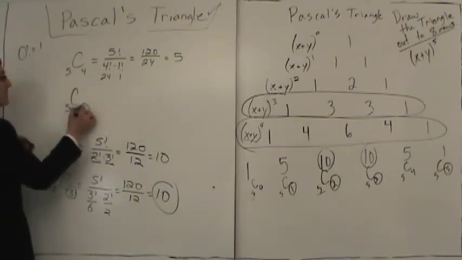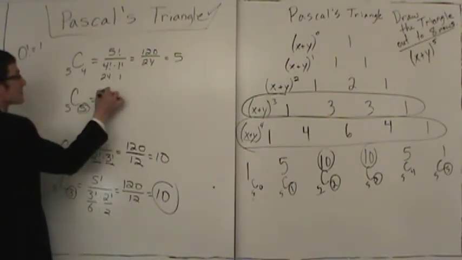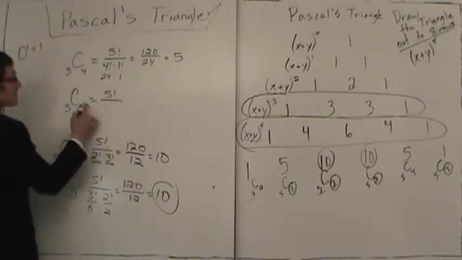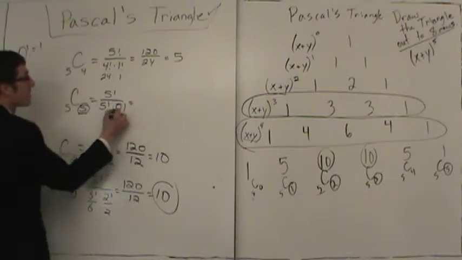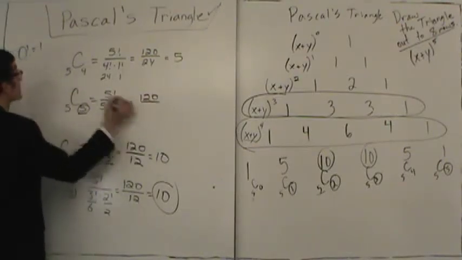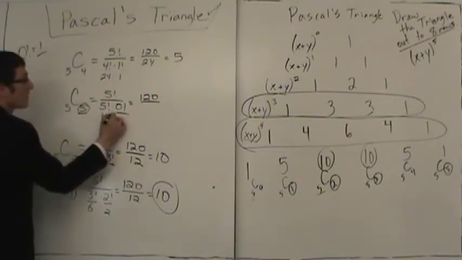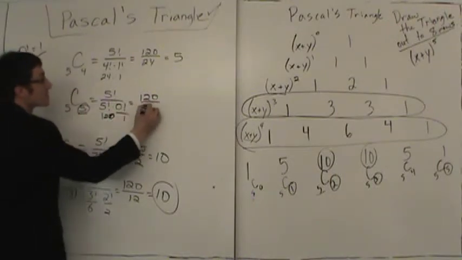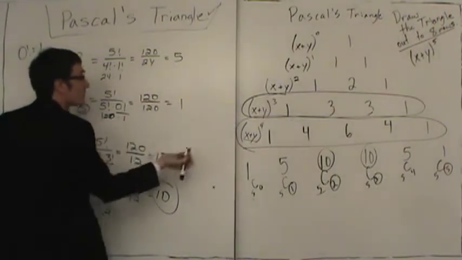You can choose 5 people out of 5 one way. So this is 5 factorial over, this starts here, 5 factorial, subtract the 2, is 0 factorial. We end up with what? 120 over, remember 0 factorial is 1, so we have 120 multiplied by 1, which is 120. 120 divided by 120 is 1.